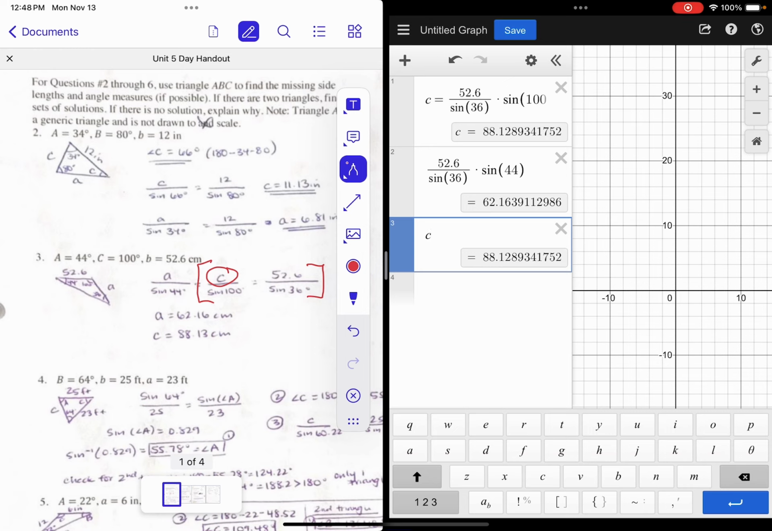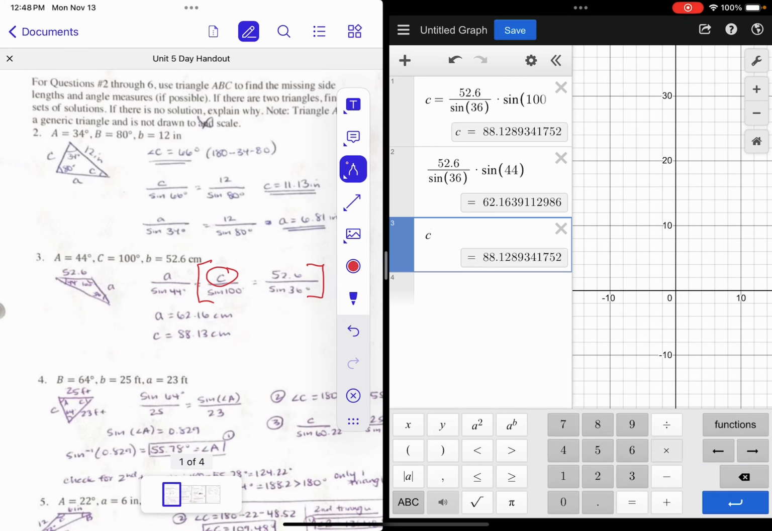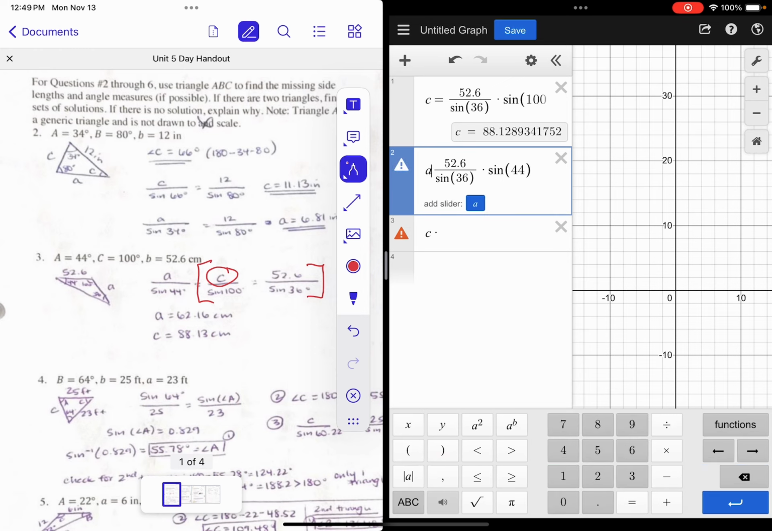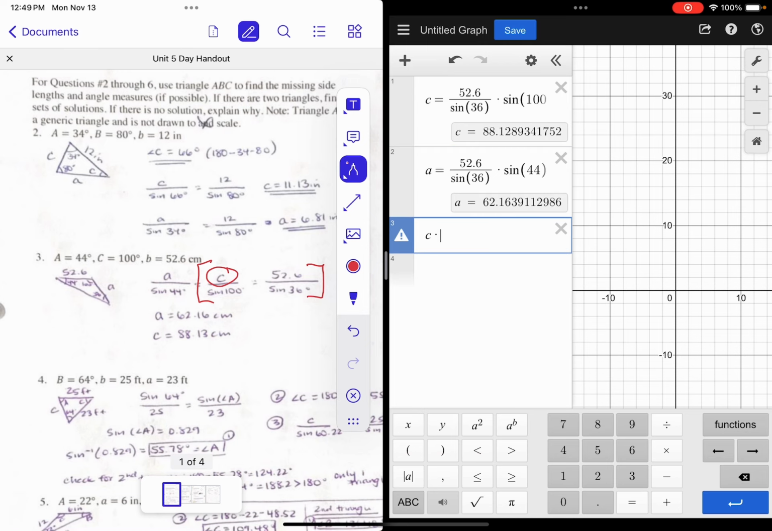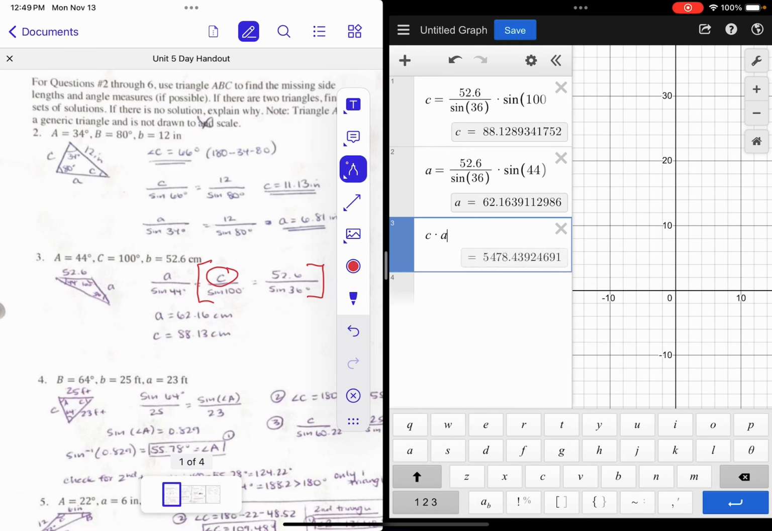So I can say C, and then maybe I want to multiply it with this other length. If I go over here, I'm going to call this A and put an equals. And so I could do C times A, and it multiplies the two values together. It just allows me to pull that exact number without having to retype everything.